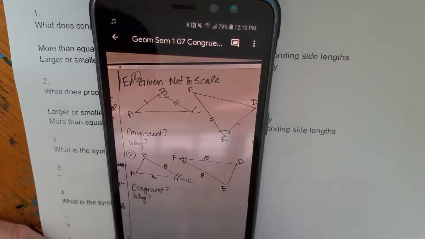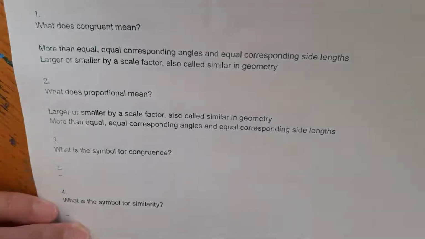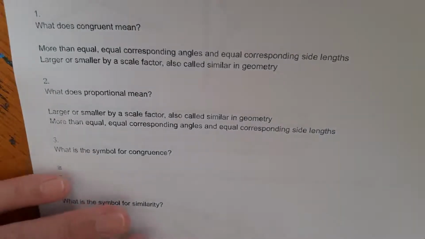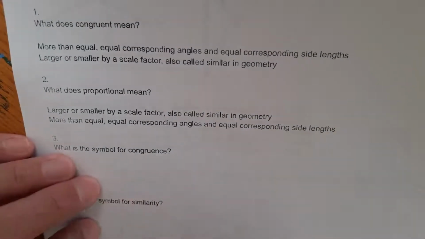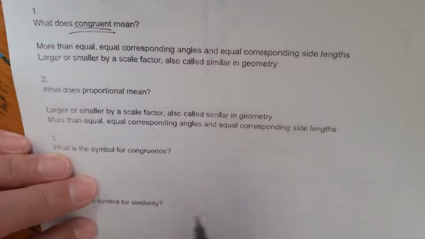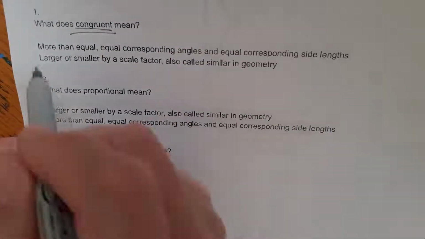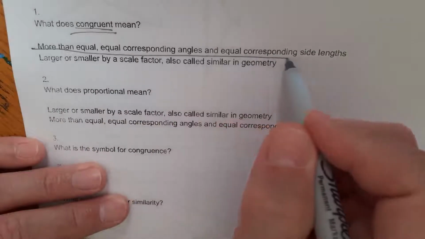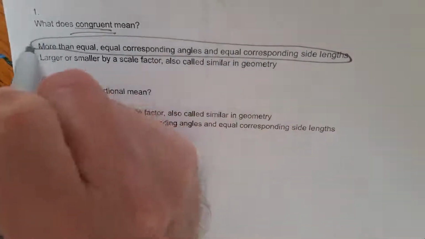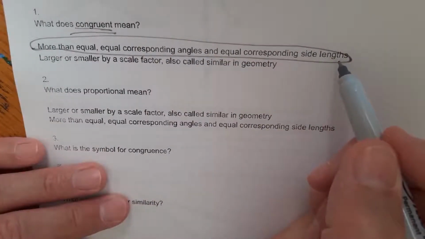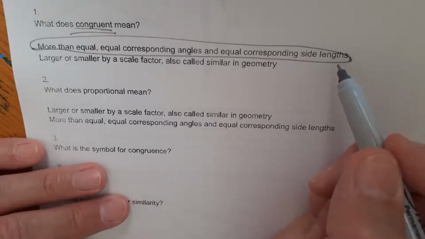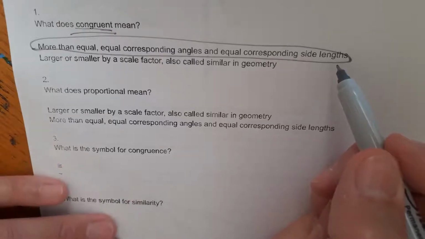Here are some problems you're putting into your comp book, and you're going to solve those if you can. Now we're going to move on to the problem set and see if we can work through these. So first things first, what does congruent mean? In geometry, congruent means more than equality, equal corresponding angles and equal corresponding side lengths. And that's not a perfect definition, but a good functional definition for you to understand that if two shapes are congruent, they're exactly the same size and shape.